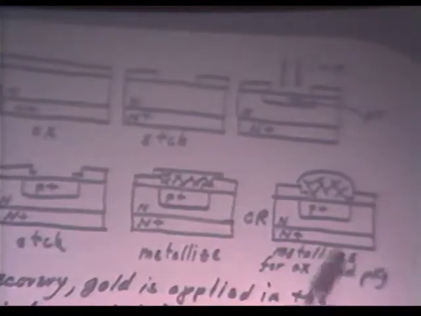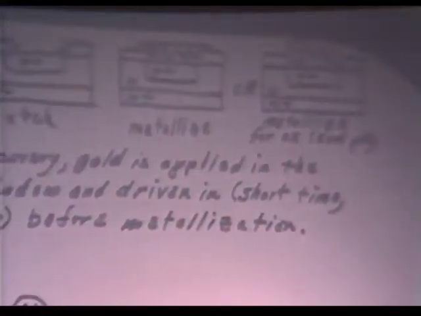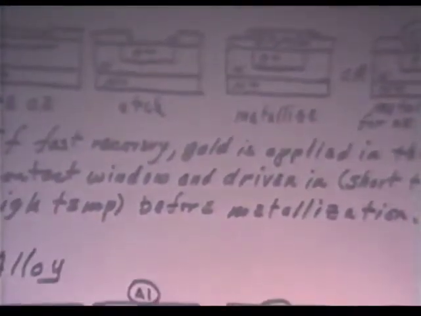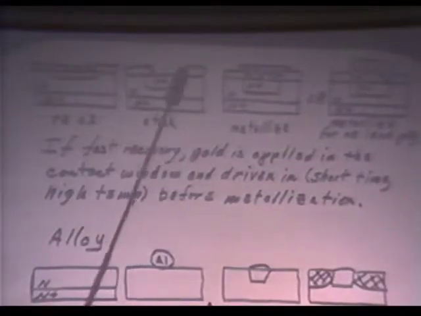We put metal on it, either of this general configuration or with a bump, depending upon what we're going to do with it, how we're going to package it. And I made a note here that if this thing were to be a fast recovery device, we'd probably gold dope it. And that would be done at this point. Put gold in here, drive it in to get the gold into the lattice structure, and then metallize.